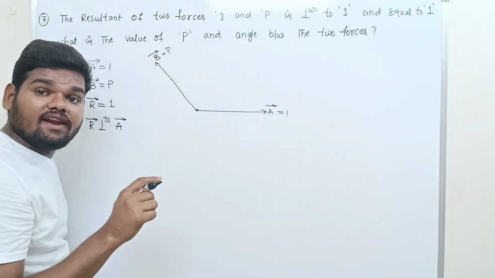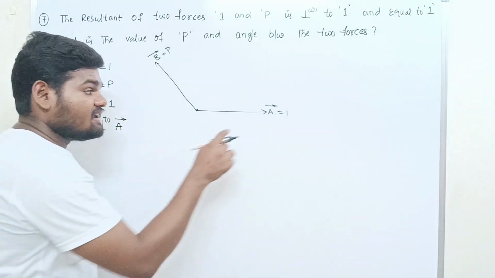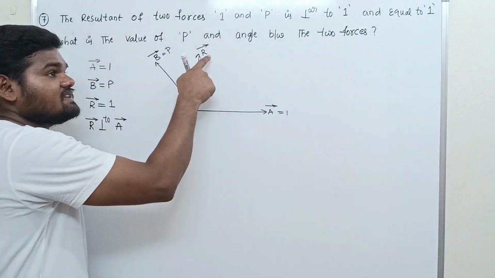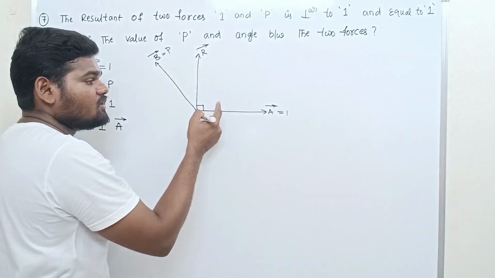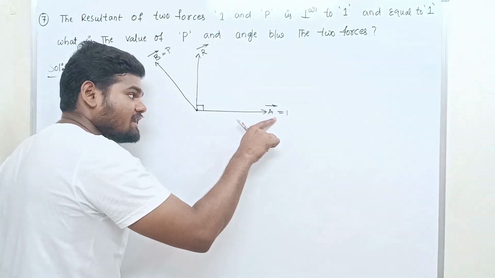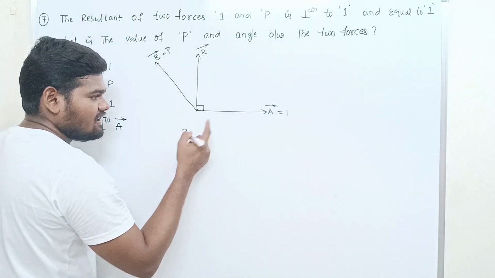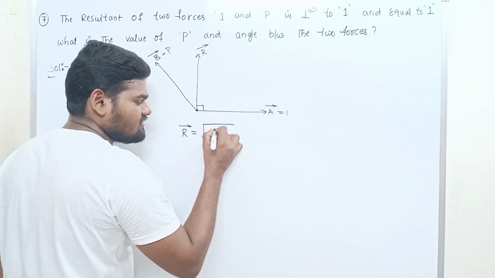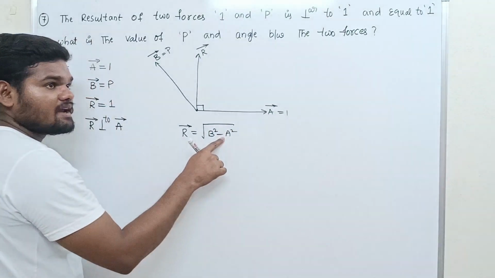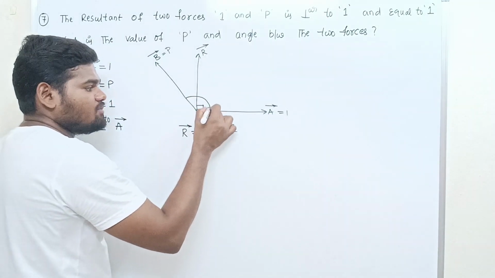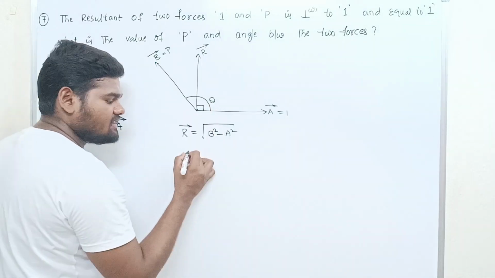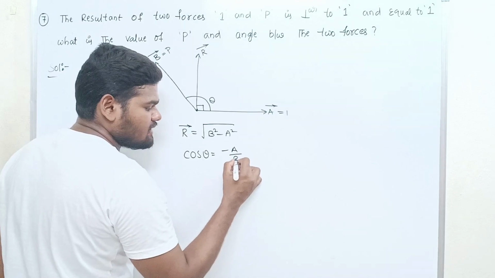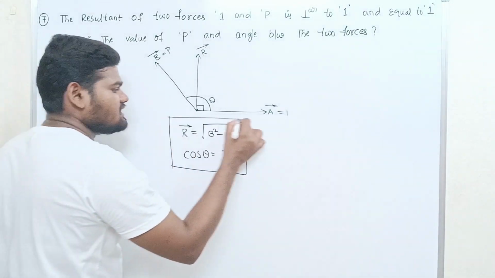Whenever the resultant vector R bar is perpendicular to the vector having the smaller magnitude, in this condition we get the resultant vector R bar equal to under root of b square minus a square. To find the angle between the two vectors we have one more formula, that is cos theta equals minus a by b.